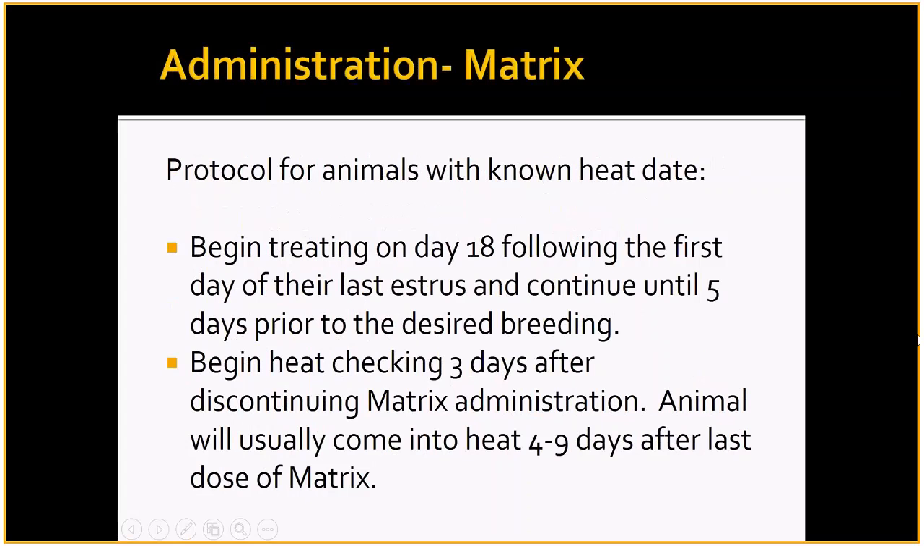It's our protocol for what I give people to use Matrix. On animals, when you have a known heat date, you can begin treating on day 18 following the first day of their last estrus and continue until about 5 days prior to their desired breeding. You should start heat checking about 3 days after you finish the Matrix, with, again, the idea that they're going to come into heat about 4 to 9 days after you stop.